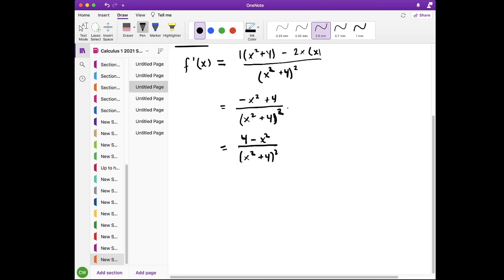Other way around, though, it is different. It's going to be 2 plus x and 2 minus x. Okay, what you wrote is the negative of that, right? Because the 4 is first here. But you have the right idea.